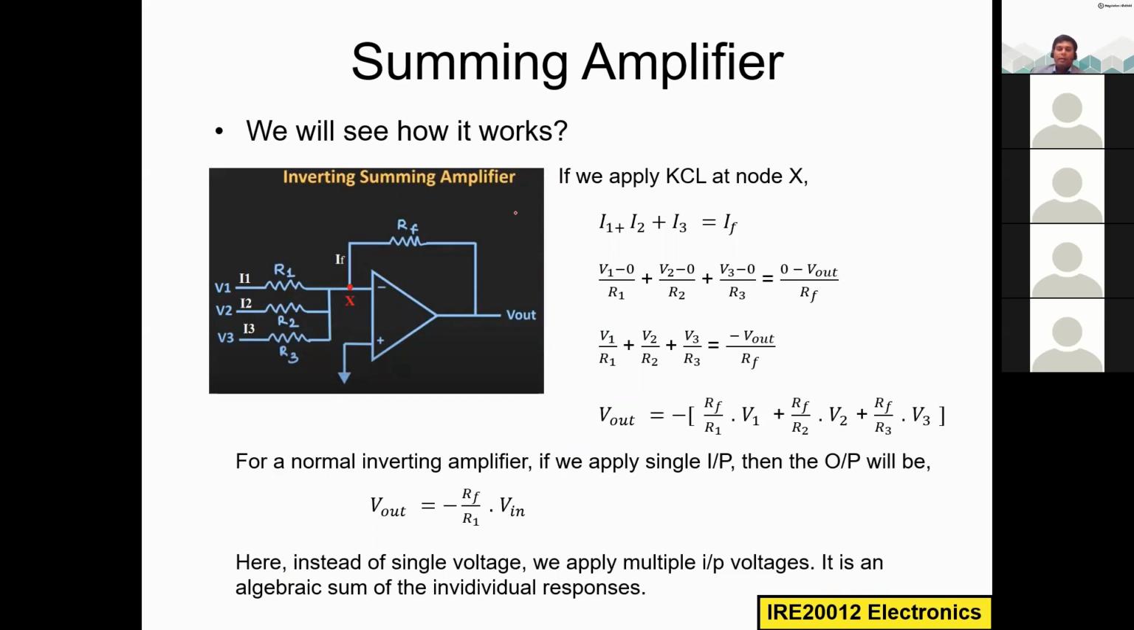Now we will derive the equation for the output. Again we apply KCL at node X. So I1 plus I2 plus I3 is equal to IF. That is Kirchhoff's current law. Based on Kirchhoff's current law, we are applying it to this node X and making this equation. Now we have to find I1. What is the value of I1? Again, we apply Ohm's law, V equal to IR.